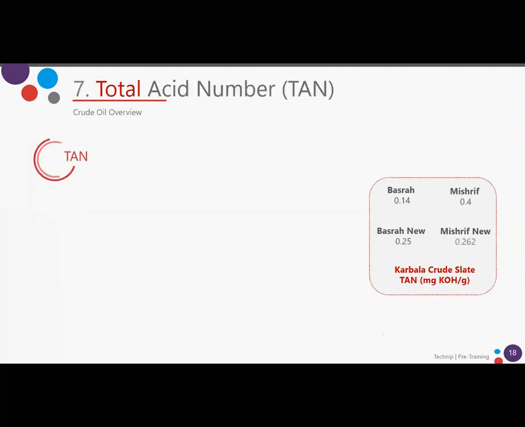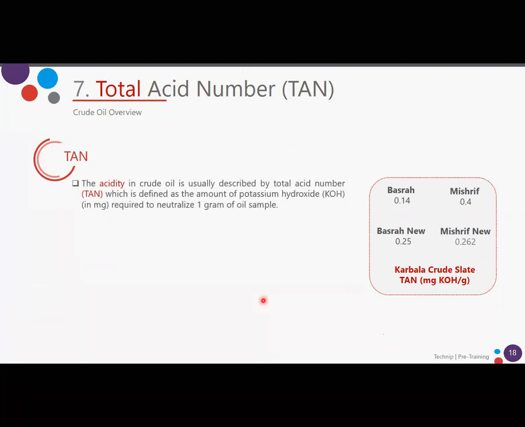Another important property of the crude oils is the TAN, the total acid number. Remember TAN. The acidity in crude oil is usually described by the total acid number, which is defined as the amount of potassium hydroxide required to neutralize 1 gram of oil sample. We have here the number for the Carvalho crude oils.